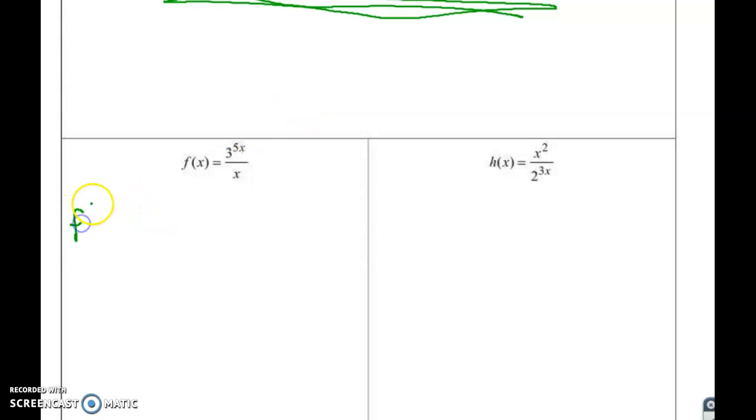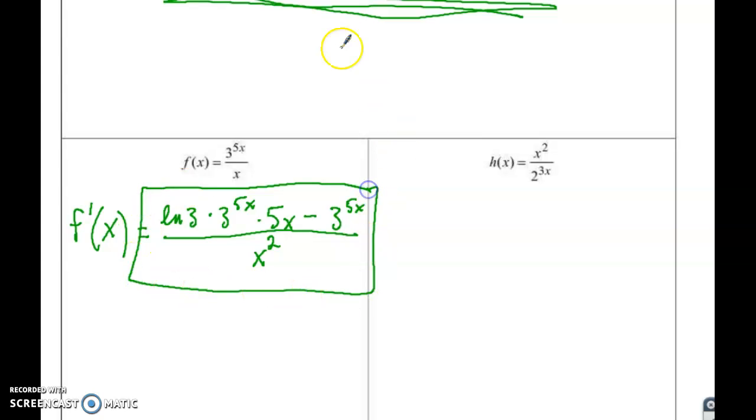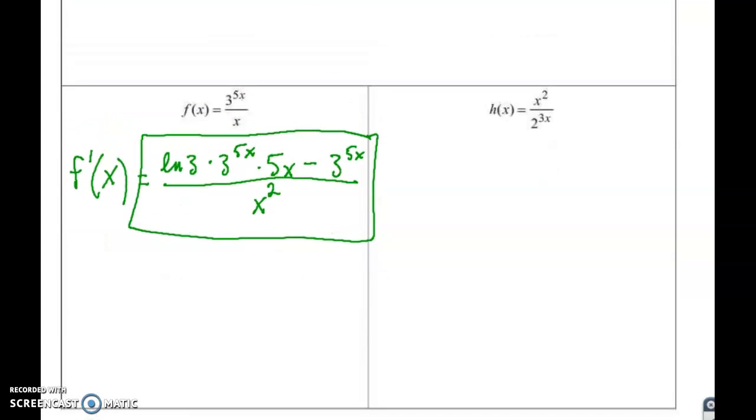Moving on to the next one, you have a quotient rule now. So the derivative of the top is natural log of 3 times 3 to the 5x times the derivative of 5x. Leave x alone from the denominator, minus the derivative of the bottom, which is 1, you don't have to write it, 3 to the 5x, all over the denominator squared. And you could simplify that further. I'm not going to. This is good enough. And then one more, I think this is it on this slide. No, there's one more down there.